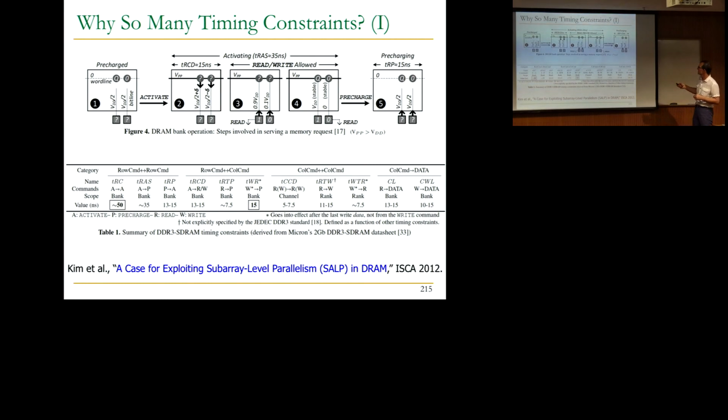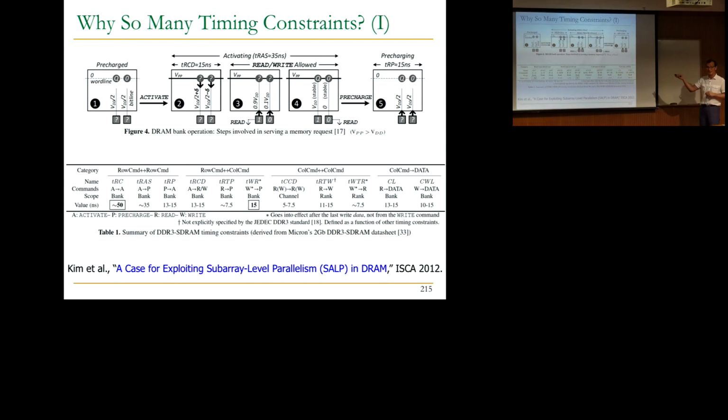If I find it over here, tRP, where is it? It's a row command to row command delay, as you can see, pre-charge to activate, and the scope is at the bank level. So this paper, this subarray level parallelism paper, actually summarized a lot of these. As you can see, there are a bunch of other delays that are at the channel level. At the channel level, you have read-to-read, write-to-write delays, for similar reasons, actually. And at the rank level, you have the read-to-write and write-to-read delays because the bus actually has different directions.